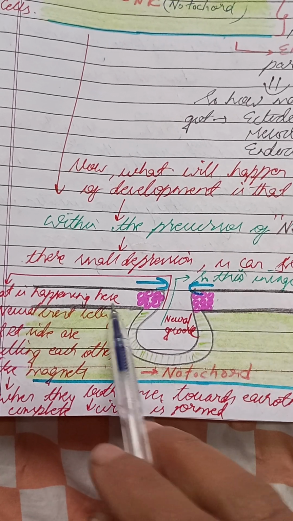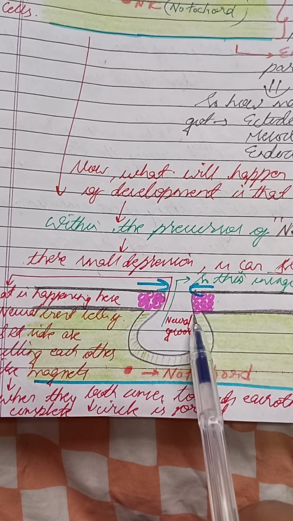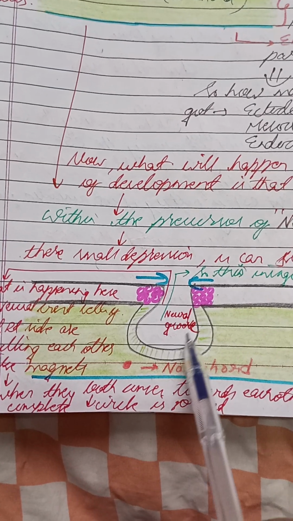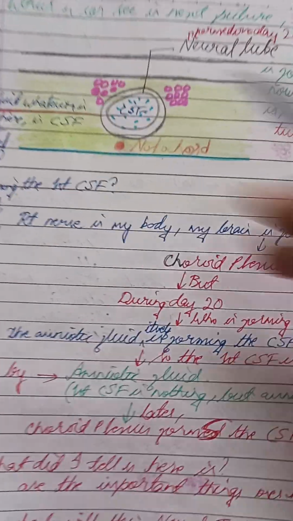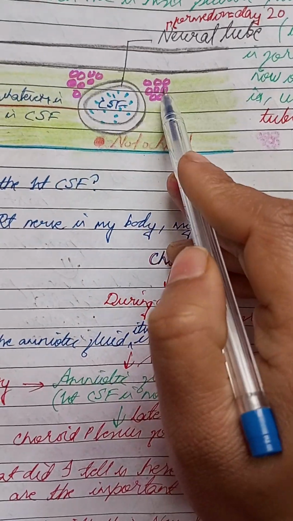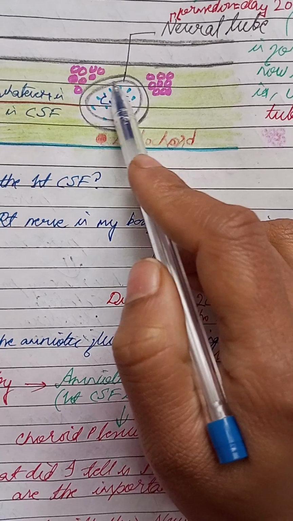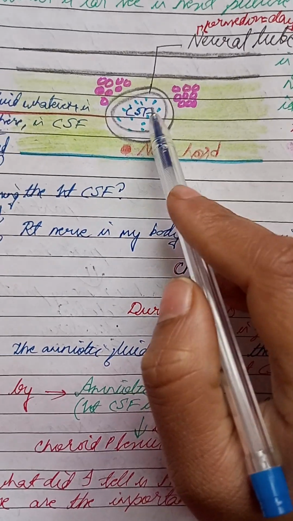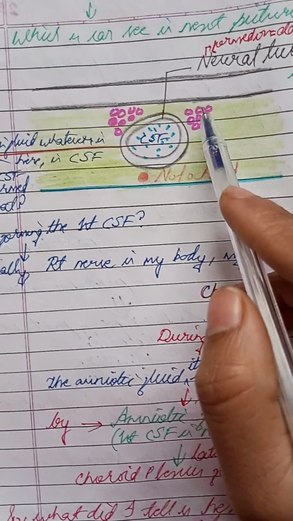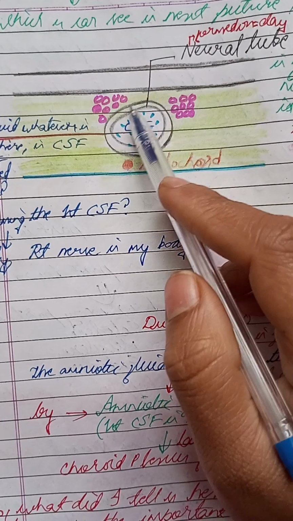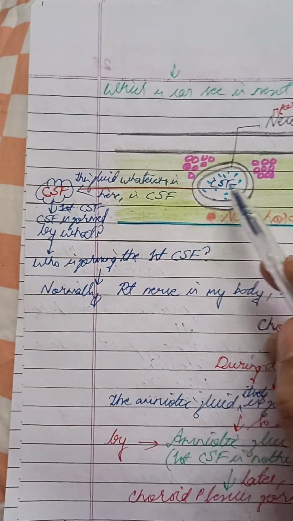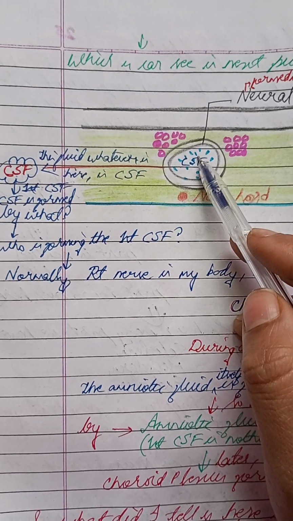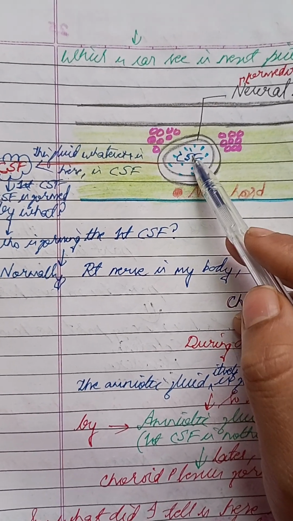When they both come towards each other, a complete circle is formed. Here we see in this picture, the left and right neural crest cells are pulling each other, and this complete circle has been formed. Whatever is formed right now over here is the neural tube. And what is this here? This is CSF.